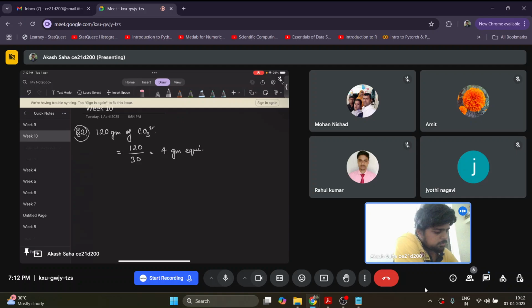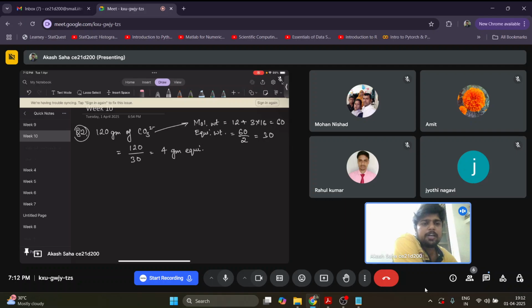The molecular weight of carbonate is what? 12 plus 3 into 16, so that means 60. And the equivalent weight will be 60 by 2, because the charge carrying capacity is 2. So it will be 30. That's why I divided with 30. So it will be 4 gram equivalent.